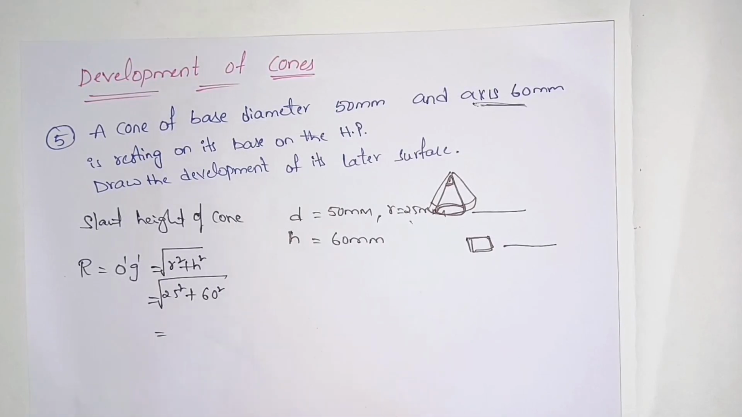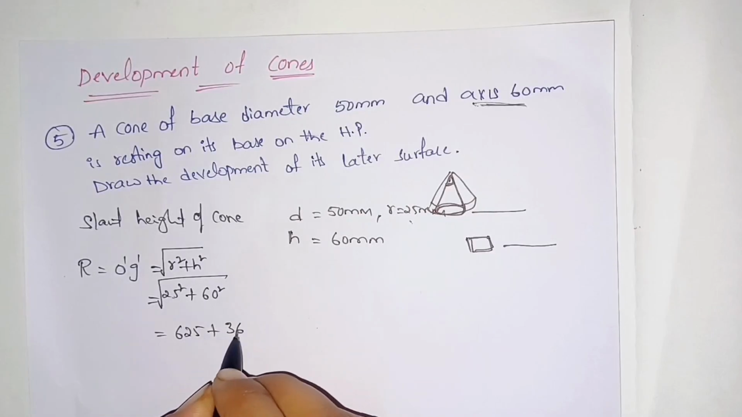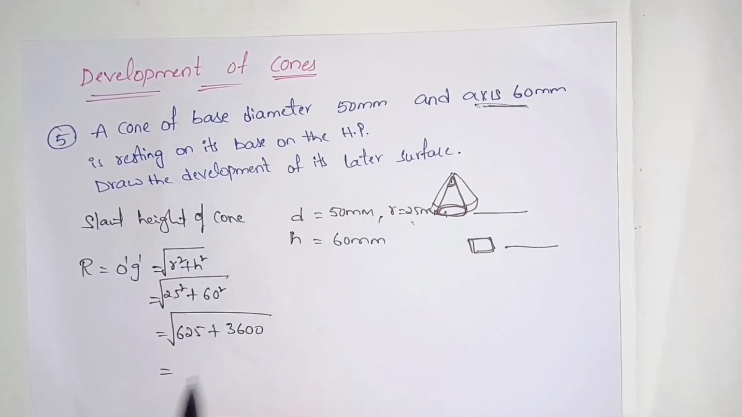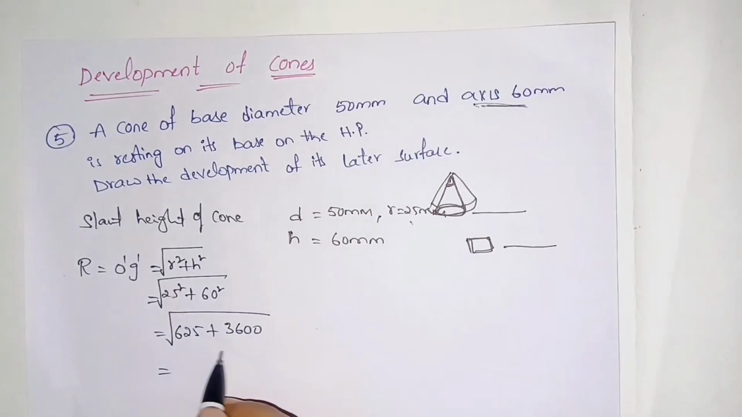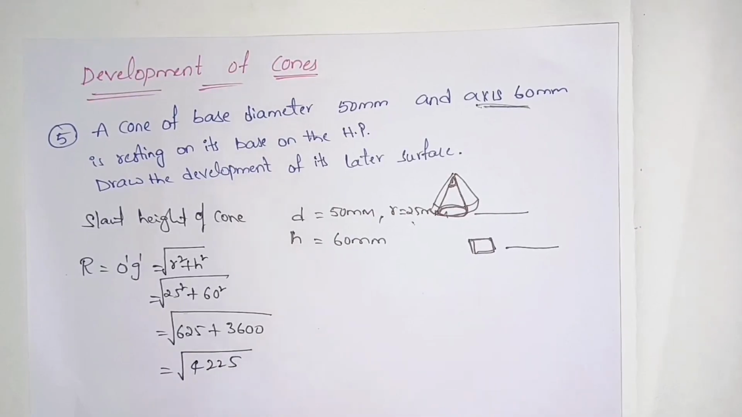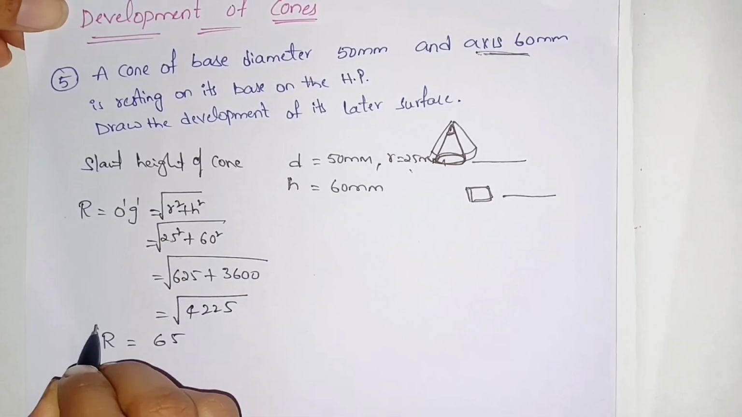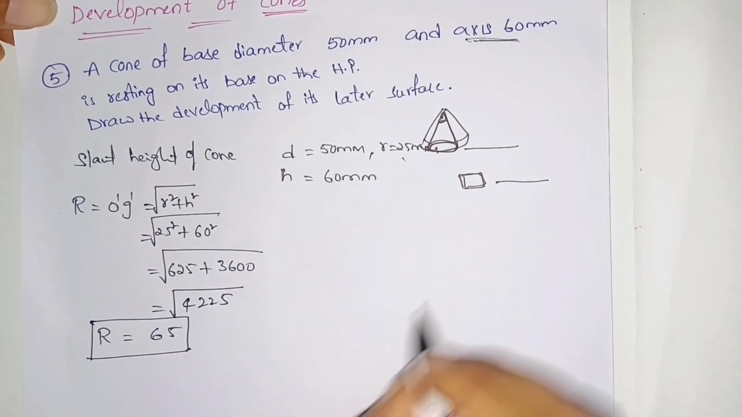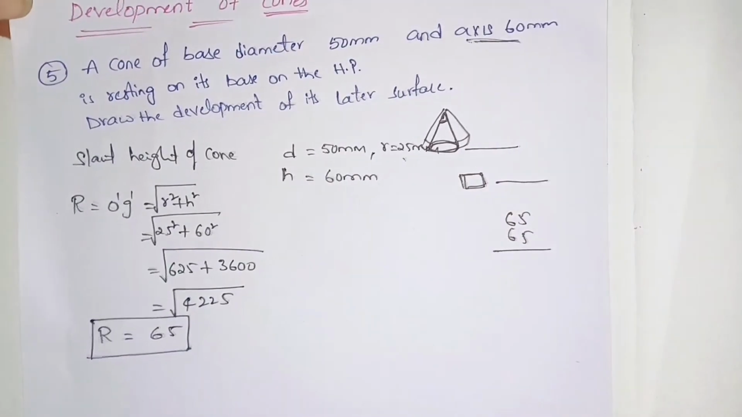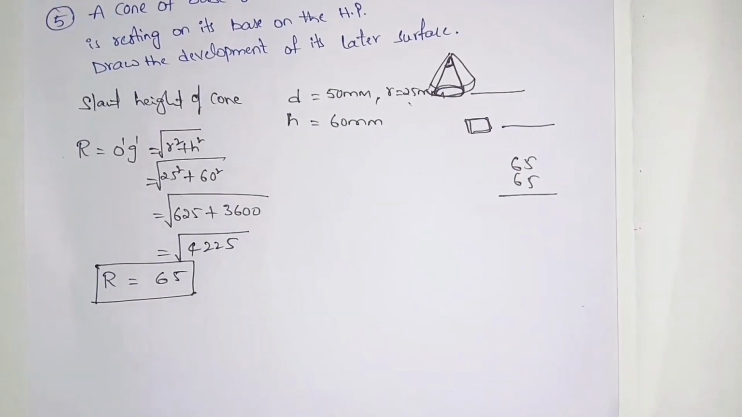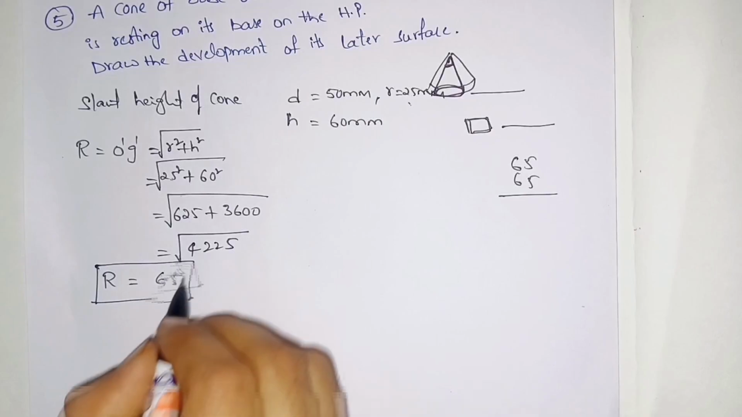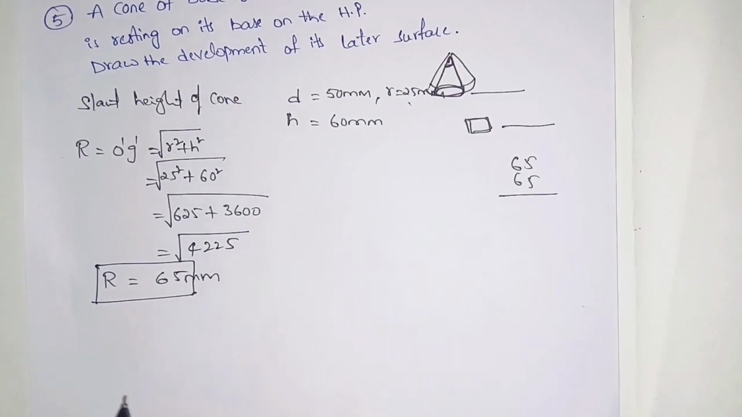So we have to calculate r square, that means 25 square, plus h square, that means 60 square. The calculation: 25 square means 625 plus 60 square means 3600, and this is the square root of 625 plus 3600, it is 4225, square root of 4225, and capital R is equal to 65. If you have any doubt, you can calculate 65 square, then it is 4225. So capital R is equal to 65 mm.